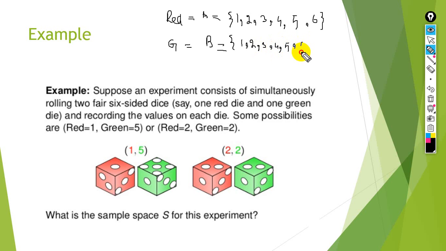So now the total number of possibility. What will be the total number of possibility? The total number of possibility is the Cartesian product of A cross B.